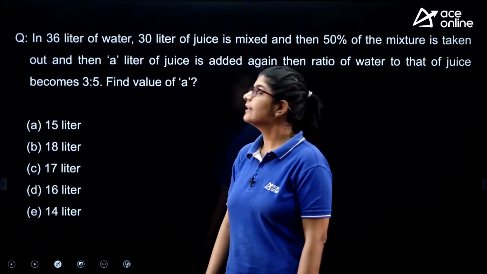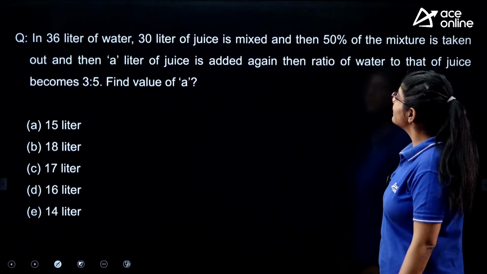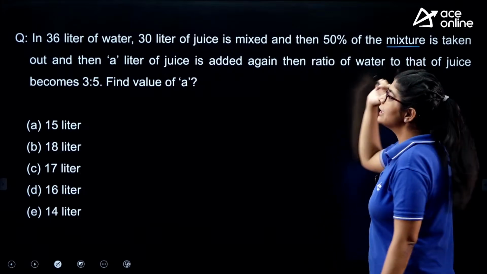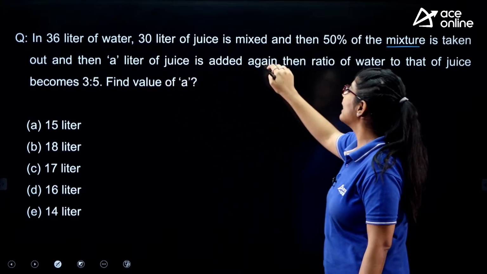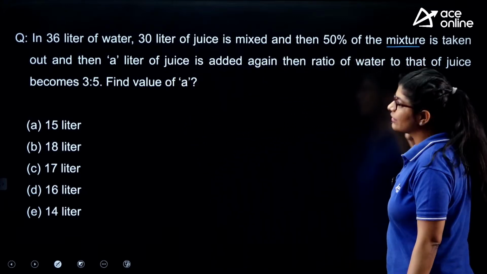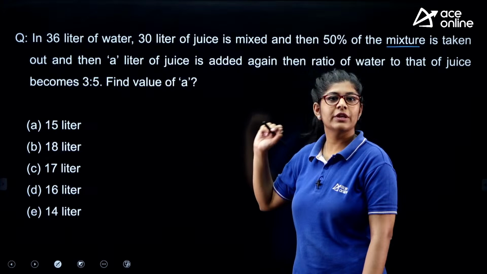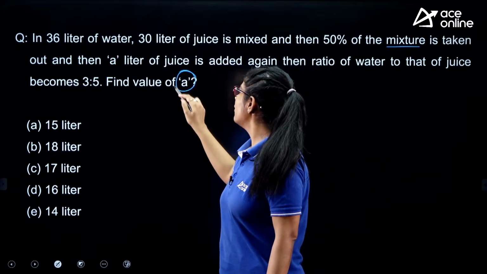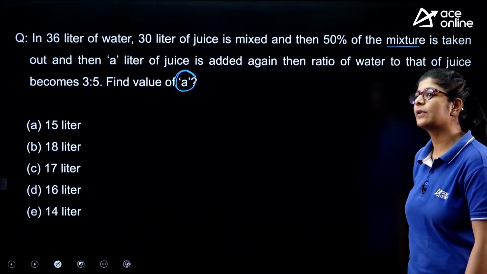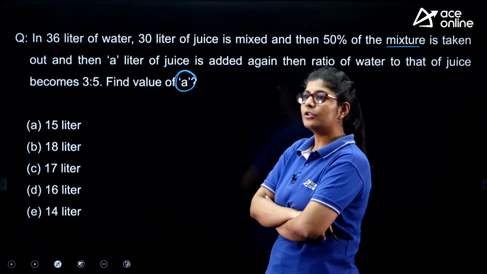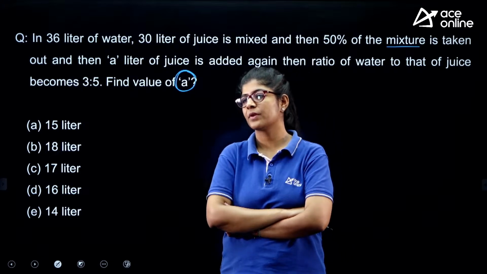The next question says that in 36 liters of water, 30 liters of juice is mixed and then 50% of the mixture is taken out. Then A liters of juice is added again, and then the ratio of water to juice becomes 3:5. Find the value of A. Again, it hardly takes, I guess, 40 seconds to solve this particular question. This is that easy. All the questions till now are very easy.